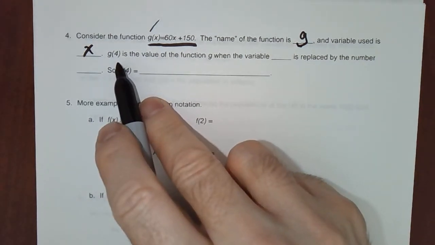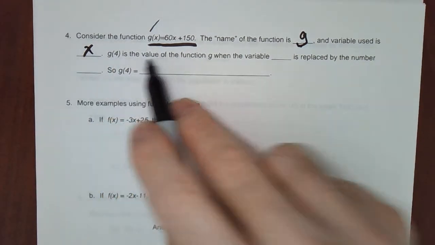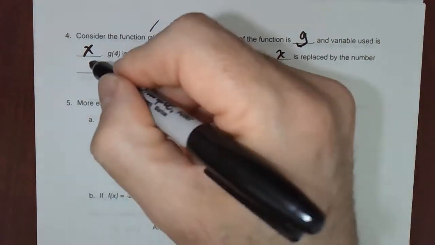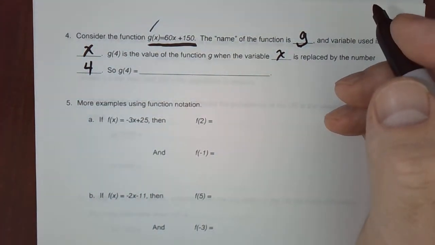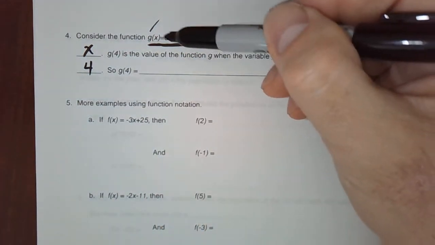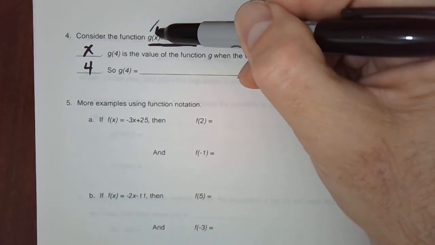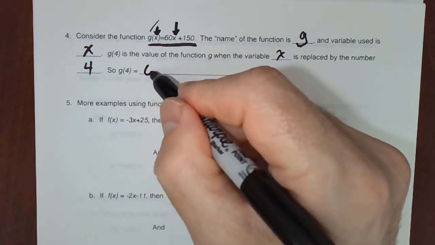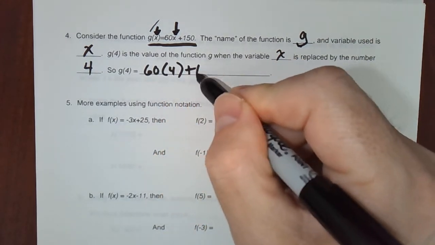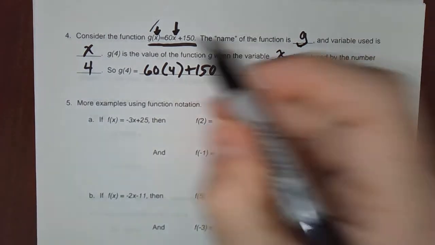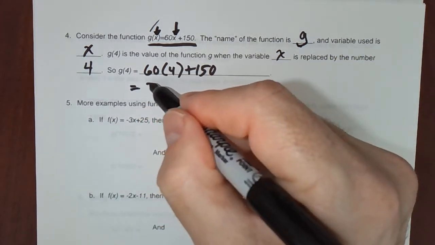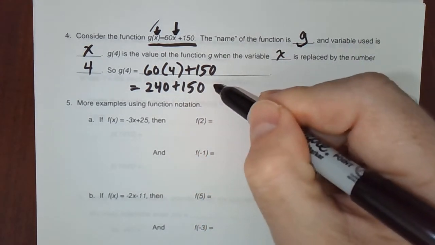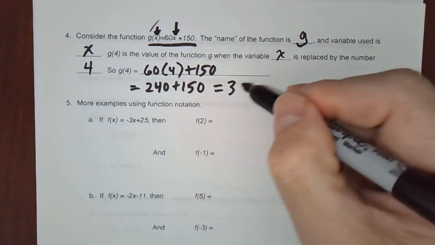G of 4, meaning x is equal to 4, is the value of the function when the variable x is replaced by the number 4. Simple as that. So g of 4 is going to be, well, if we're replacing this x with a 4, we get g of 4 is 60 times 4 plus 150. And let's see what that would be. 6 times 4 is 24, so 60 times 4 is 240. Plus 150 would give us 390.